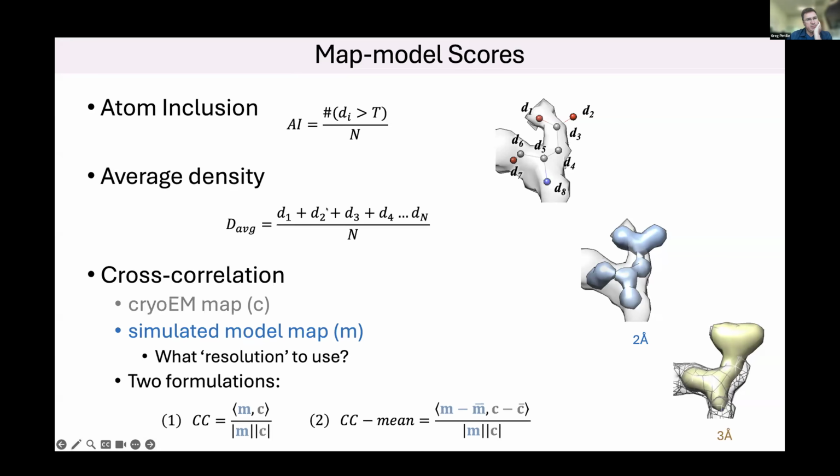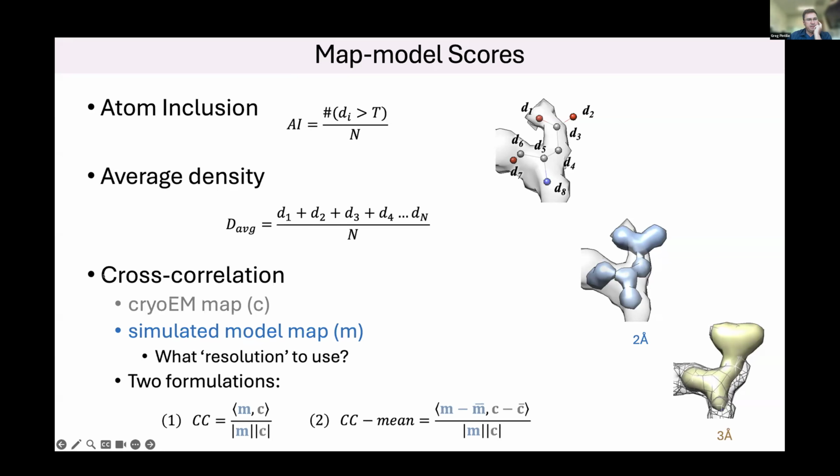Something slightly more sophisticated is to take an average density. You take the density value at each atom position, sum them, and divide by the number of atoms. Now this is not dependent on a contour level. So the higher the average density, the better the model fit, let's say. But this only looks at atom positions. It's not looking at what's happening as you go away from the atom.